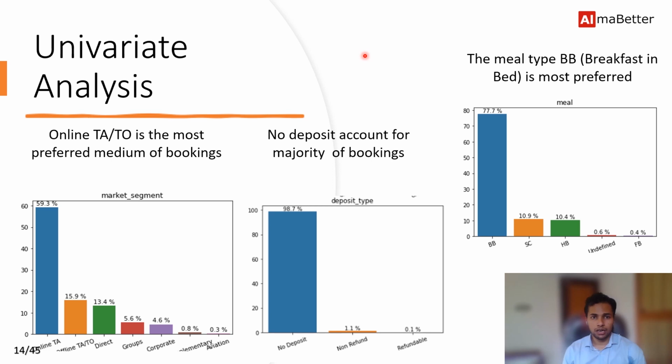As we can see, online travel agent is the most preferred medium of bookings. This could be a crucial insight for the hotel to focus more on their online booking process. When it comes to deposit type, we can see that a majority of bookings are made without a deposit. This could be valuable information for the hotel to make decisions around the deposit policy. Lastly, the most preferred meal is breakfast in bed. This could indicate a high demand for room service breakfast options, and the hotel may want to consider incorporating more of such options in their menu.